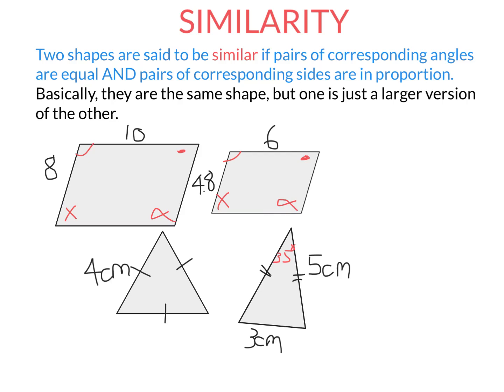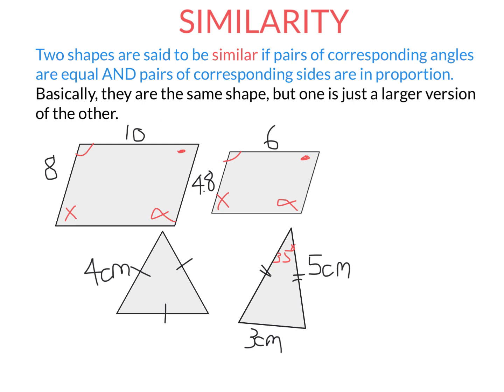Thank you so much for tuning into this video in which we will go through everything you need to know about similarity for your upcoming test. Two shapes are said to be similar if pairs of corresponding angles are equal and pairs of corresponding sides are in proportion. Basically, if two shapes are similar, one of them is just a larger version of the other.